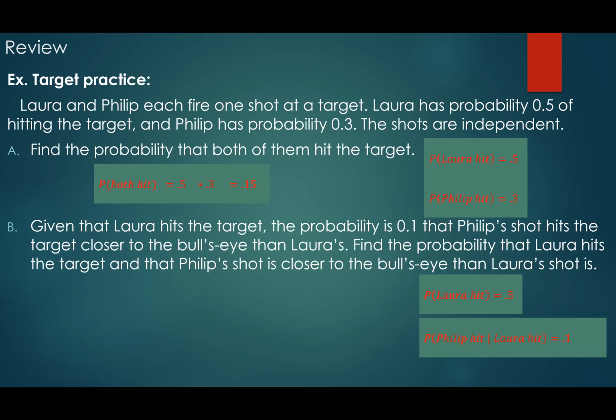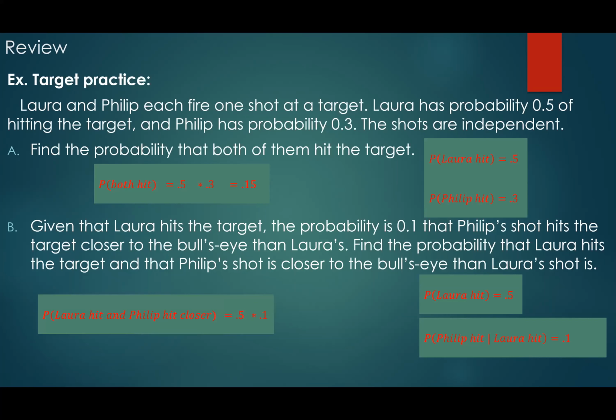Philip has to depend on Laura hitting the target first. If Laura didn't hit the target, we don't know. This one depends on that, so as you can see, the probability changed. It is no longer 0.3. Last time, individually, Philip was 0.3, but this time they give us some condition and some other probability, which is different. In short, all we do is take the two items and multiply them.